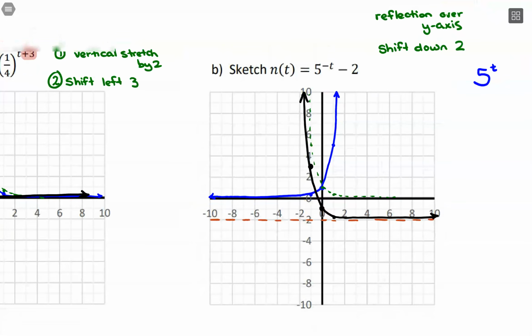All right, so visualizing that 5 to the t, and then reflecting over y and shifting down. Again, like I mentioned in that last video, this 5 to the -t, you could also think of this as (1/5) to the t, minus 2. So you'd see that exponential decay like we're seeing at the end here, and then just moving it down 2 units. That would give us the same graph.